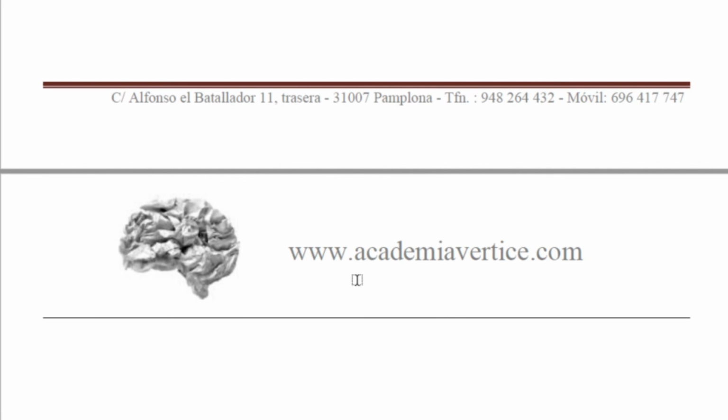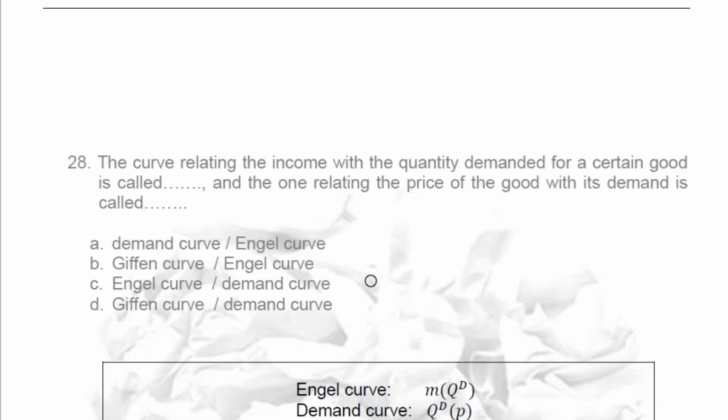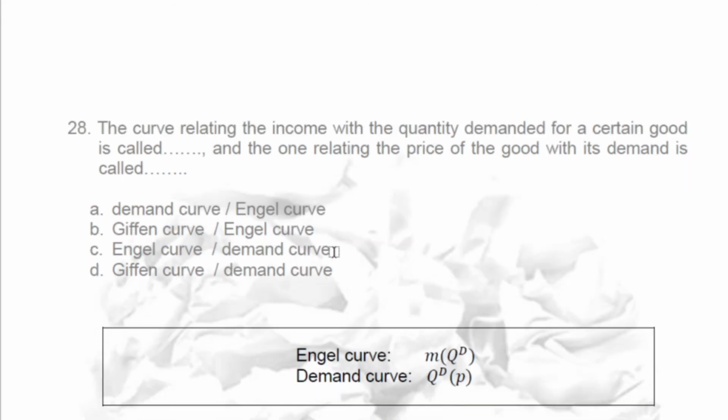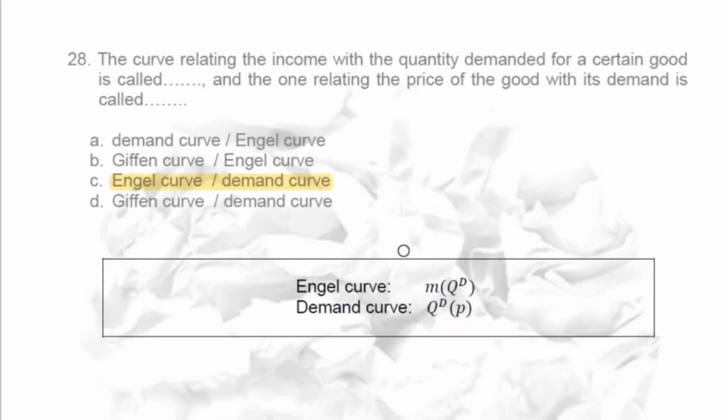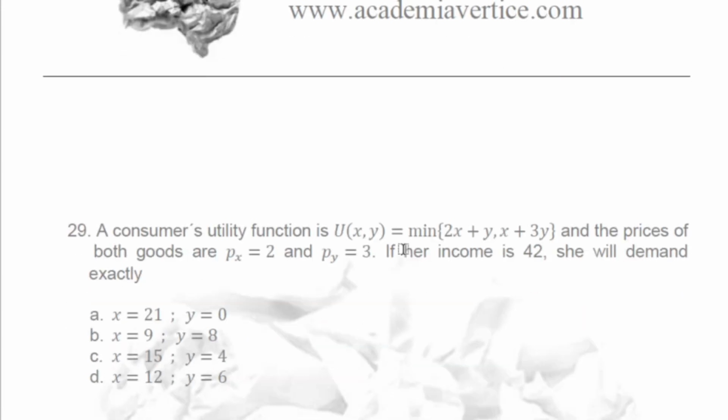28th. The curve relating the income with the quantity demanded for a selling good is called, well, I told you before, the Engel curve. And the one relating the price of the good with its demand is called the demand curve. So this is an easy question, but of course interesting. We should know this.